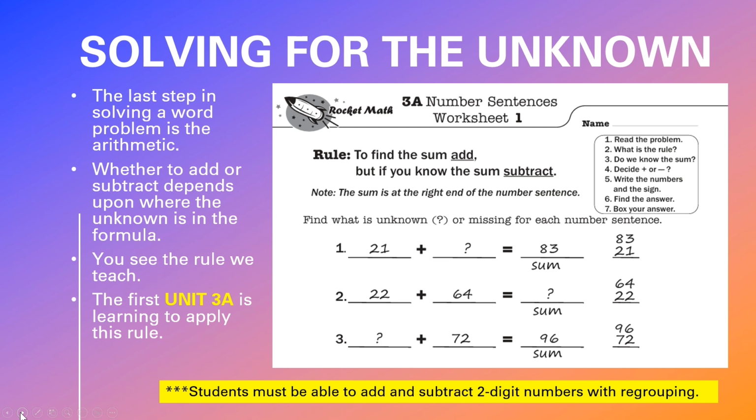We want students to use the set of steps in the upper right of the worksheet to solve the problem. They begin by reading the problem and reciting the rule. Then they look at the problem and note whether or not we already have the sum. We have a note that the sum is at the right end of the number sentence. They apply the rule to decide if they are to add the two numbers or subtract one from the sum. At the end of this unit, students are able to choose the correct operation and solve for the unknown in number sentences. Note, students are expected to be able to add and subtract two-digit numbers with regrouping to solve these word problems.